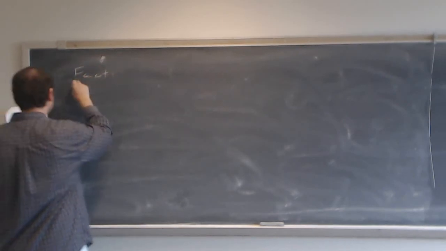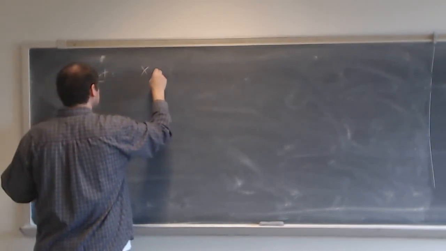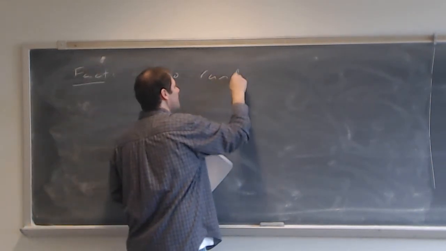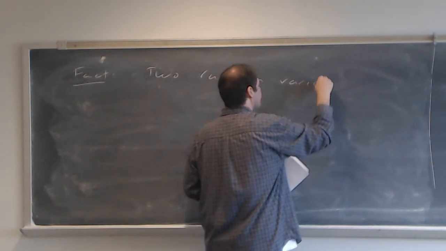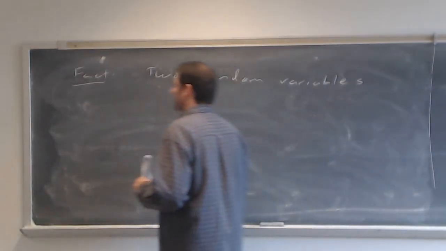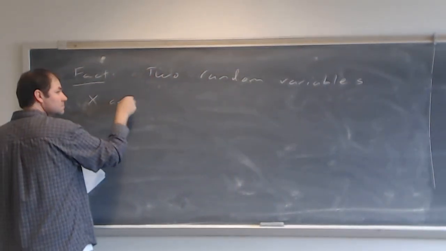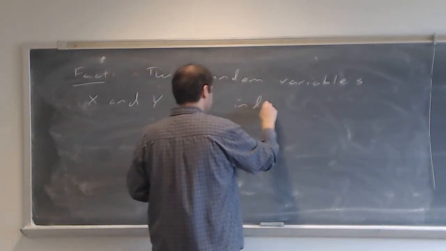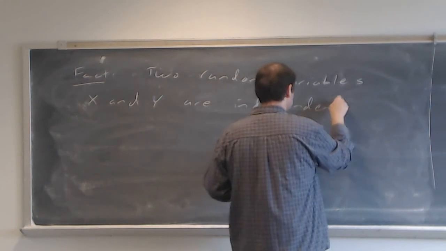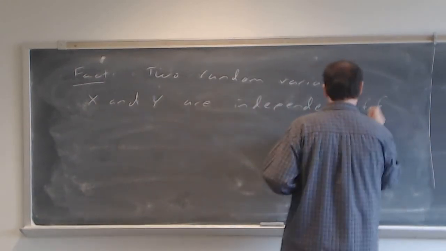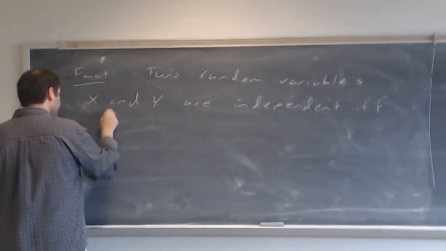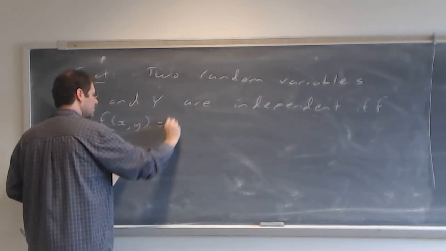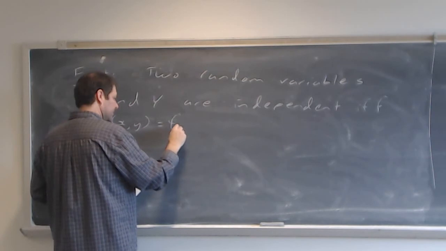Here's my fact. It says two random variables, X and Y, are independent if and only if the joint PMF or PDF is equal to the product of the individual PMFs and PDFs.